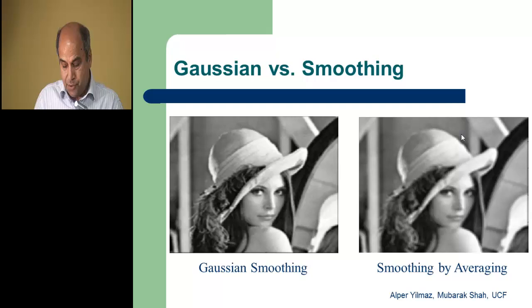Okay. So now this is the Gaussian smoothing, and this is averaging. As you see, Gaussian smoothing is much better. The plain averaging is kind of blurred because it is just doing the averaging. So that's the idea.